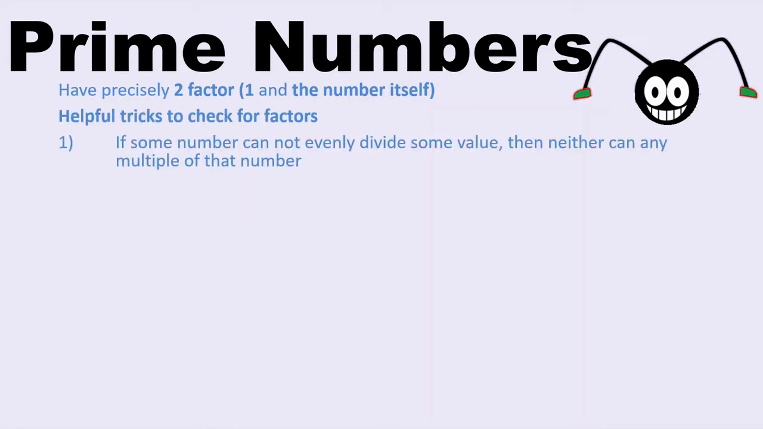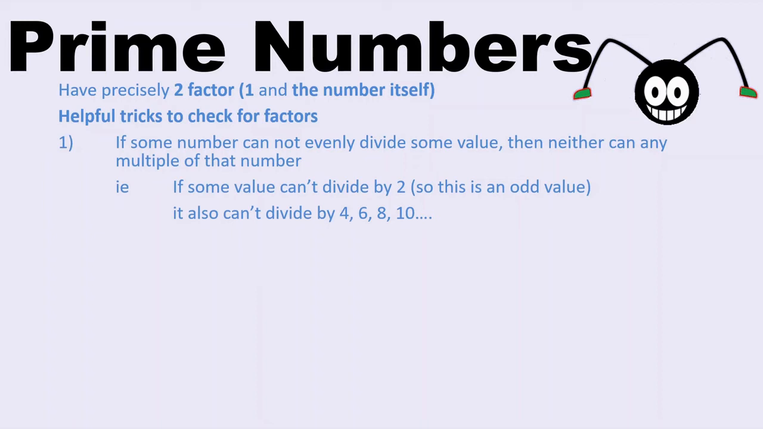Some helpful tricks to check for factors when you think a number's prime, but you're not sure if it has any other factors, are as follows. The first trick is that if a number can't divide by some value, then it can't divide by any multiple of that value either. For example, if a number can't divide by 2, so an odd number, then it also can't divide by any other even number. It can't divide by 4, 6, 8, 10, or so on. We'll demonstrate that in a minute.